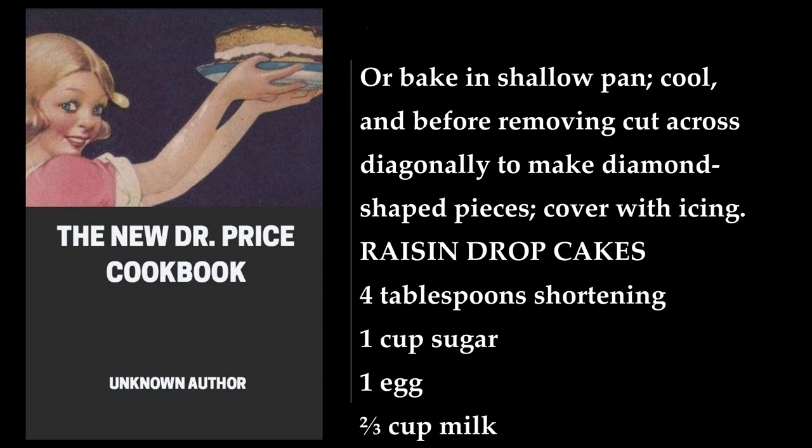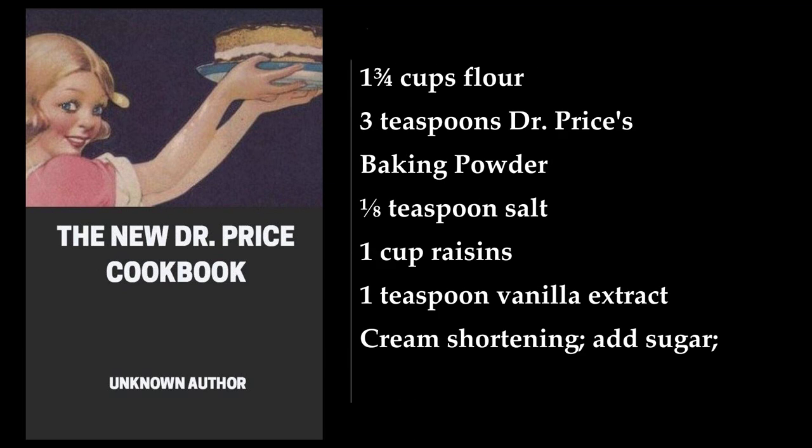Raisin drop cakes. 4 tablespoons shortening. 1 cup sugar. 1 egg. 2/3 cup milk. 1¾ cups flour. 3 teaspoons Dr. Price's baking powder. 1/8 teaspoon salt. 1 cup raisins. 1 teaspoon vanilla extract. Cream shortening, add sugar.